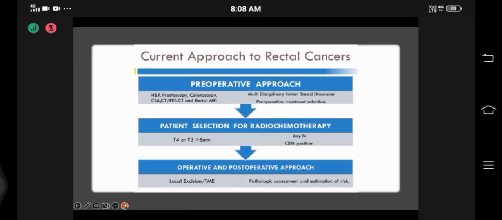So like I said, the current approach is a preoperative approach. We decide on patient selection for chemo-RT, radio chemotherapy: T4 or T3, any N, and CRM positive, and local excision, or then post-operative pathological assessment of the risk.